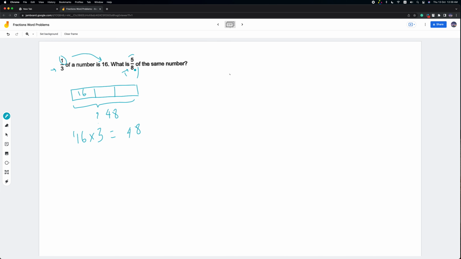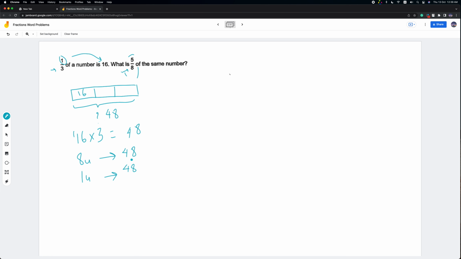We need to look at the denominator again. The denominator again is the total. So what do we have here? We have a denominator of 8. So 8 units is 48. We want to find 1 unit. In the unit method, usually we will try to find 1 unit. So what do we need to do?